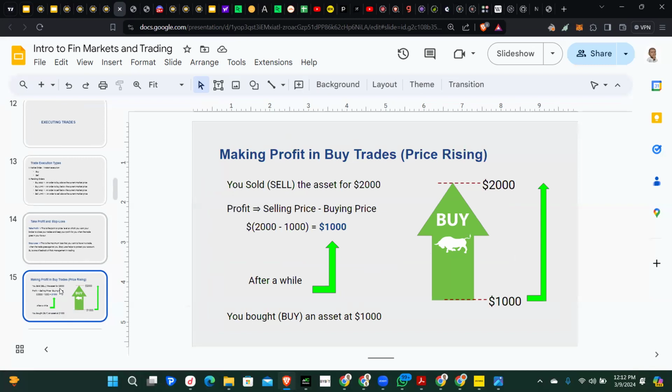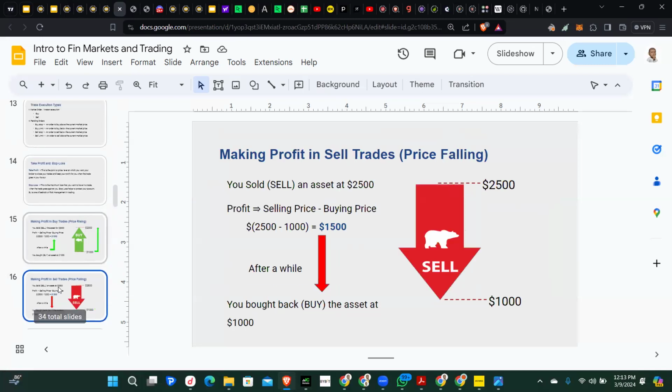So when price is rising, take for instance, you bought an asset at $1,000. After a while, maybe price rose to $2,000. And remember, this $2,000 is maybe where you have your take profit. That is your take profit. So that means at this $2,000, your broker sold off the asset. Now your profit is the selling price minus the buying price. So when you do the subtraction, you're going to have $1,000 as profit. So this is for the buy trade.